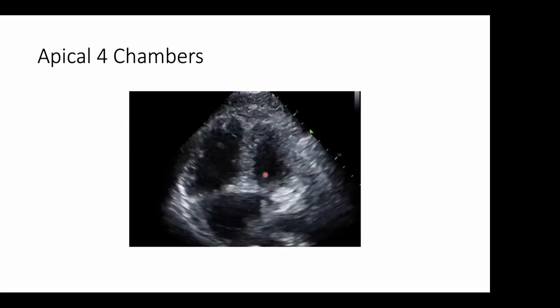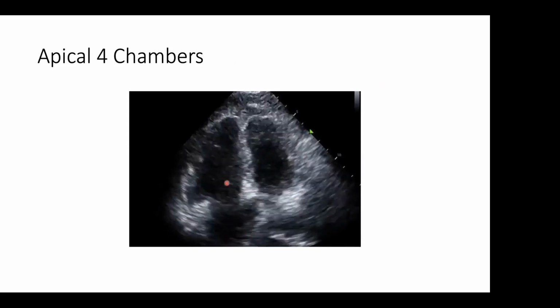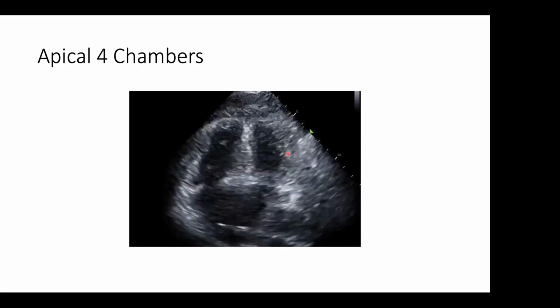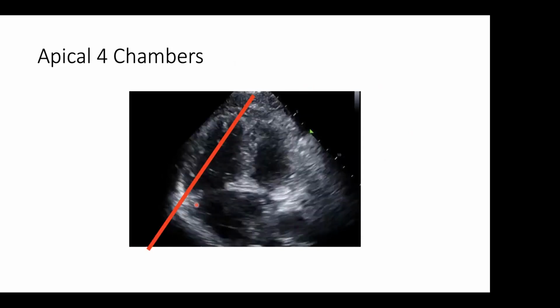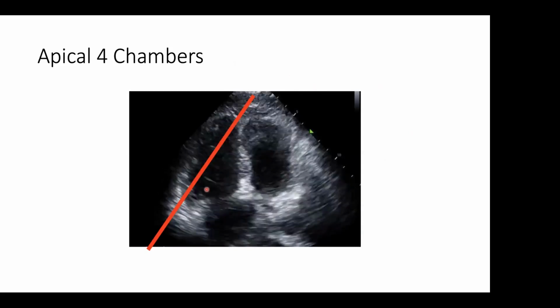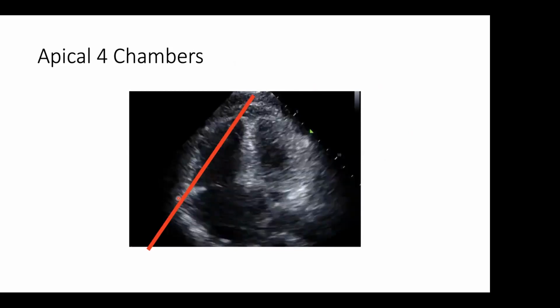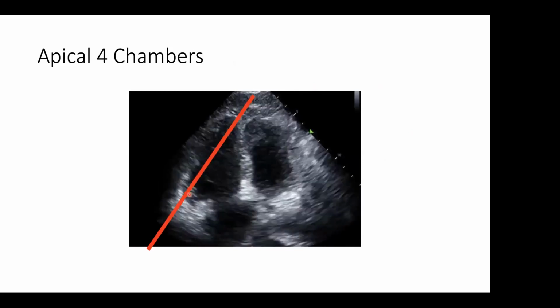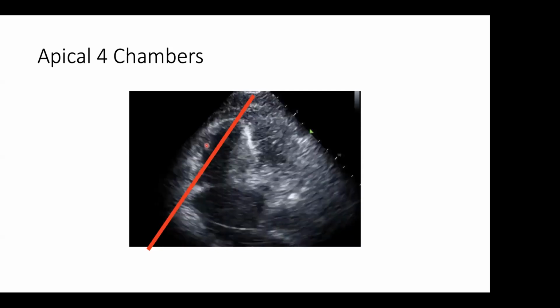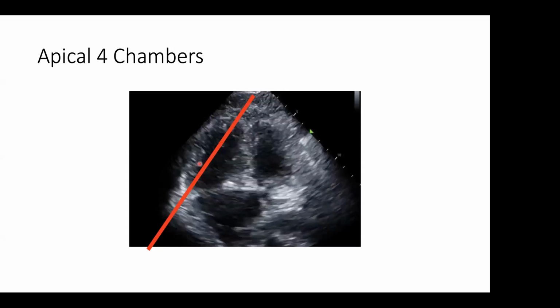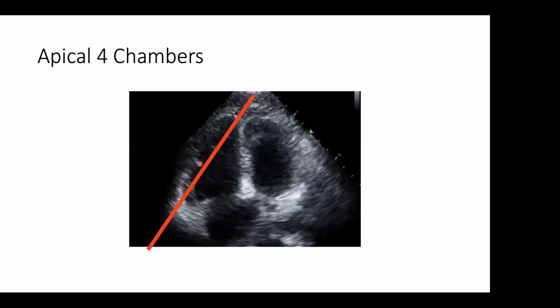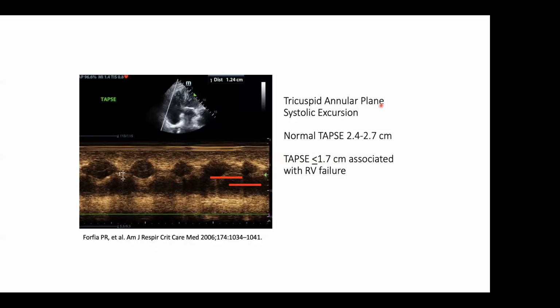And this is the money shot, the apical 4 chambers. This is the right side of the ventricle, left side of the ventricle. And you can use your M-mode to measure TAPSE, which is your tricuspid annular plane systolic excursion. And really, this is measuring how well the RV is moving from apex to base, which is the primary motion of the right ventricle to expel blood out into the pulmonary artery. TAPSE normal value is about 2.4 to 2.7 centimeters. Anything less than 1.7 centimeters is usually associated with RV failure.